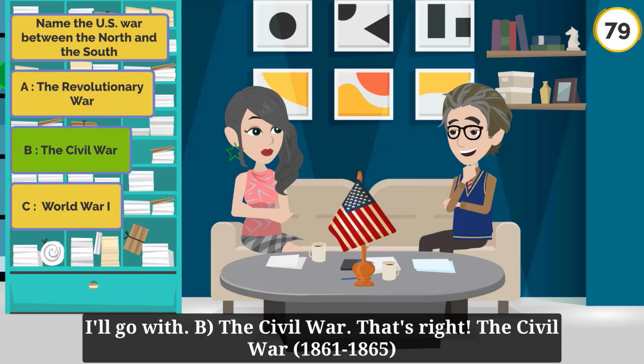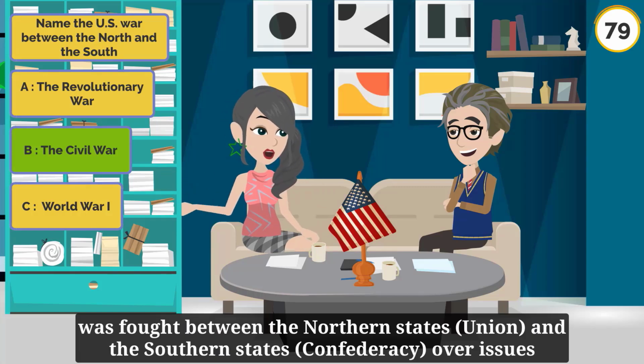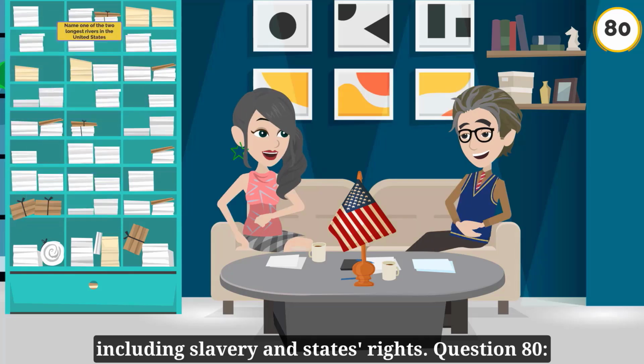That's right. The Civil War, 1861 to 1865, was fought between the Northern States, the Union, and the Southern States, the Confederacy, over issues including slavery and states' rights.